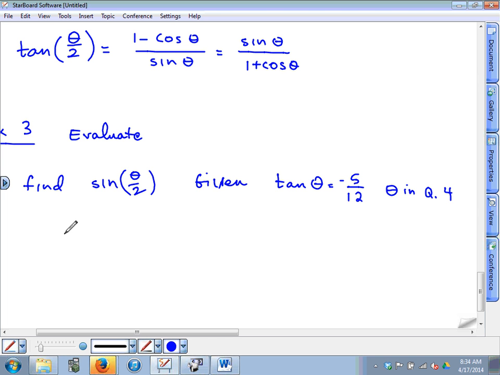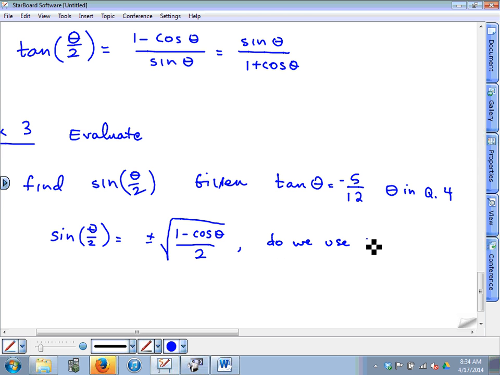Now I want you to write this question down. Well, this actually isn't the question. The question's coming in a second. We know that the sine of theta over 2 is equal to plus or minus the square root of 1 minus cosine of theta over 2. So here's the question. Do we use the plus or the minus square root? Which one is it? We can't use plus and minus.